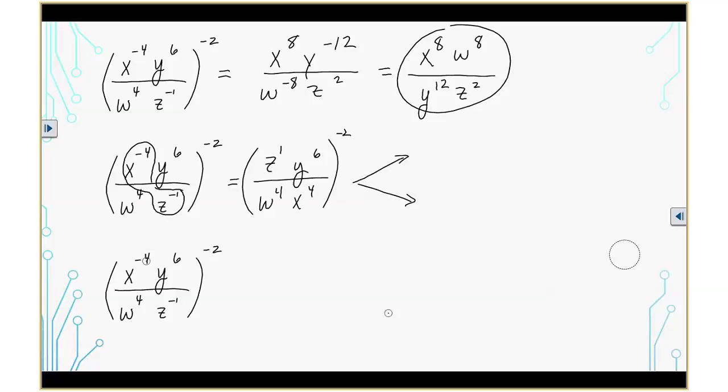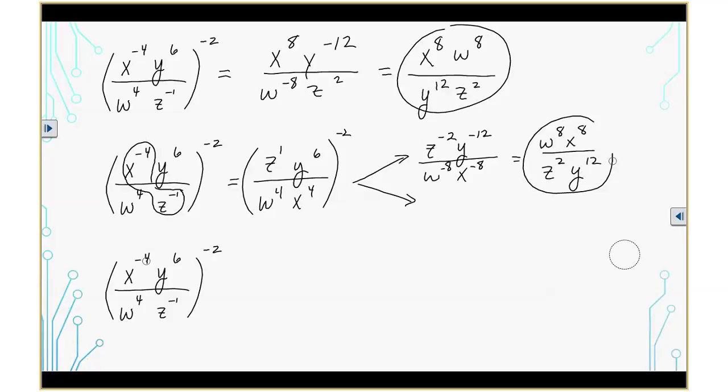First of all, I'm going to distribute the negative 2 using the power rule. Now give me Z to the negative 2, Y to the negative 12, over W to the negative 8, X to the negative 8, and if I flip everything, what does that give me? W to the 8, X to the 8, over Z to the 2nd, Y to the 12th. Is that the same answer? Yes.